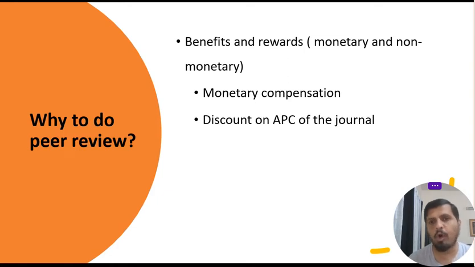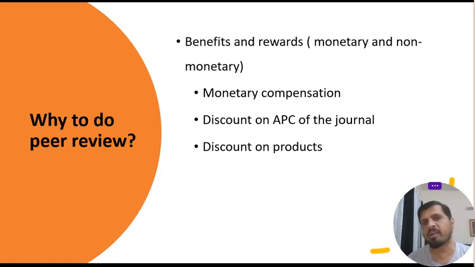In addition, many journals would offer you vouchers or discount on the article publication fee of that particular journal if you do a peer review for that journal. You might get a 20% off voucher or a 50% off voucher. In addition, you might get discount on the product the publisher is publishing. So for example, Wiley InterScience, whenever you review an article for them, they are going to offer you a 30% discount on all their products, journal subscription and books.